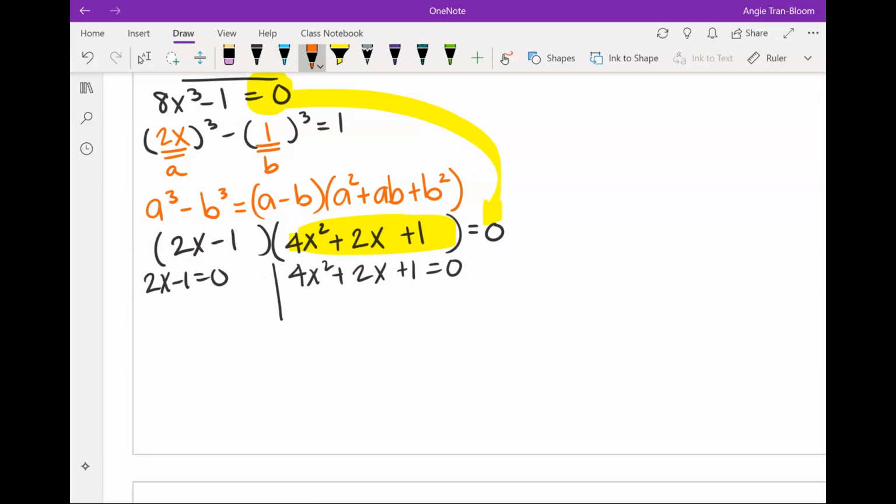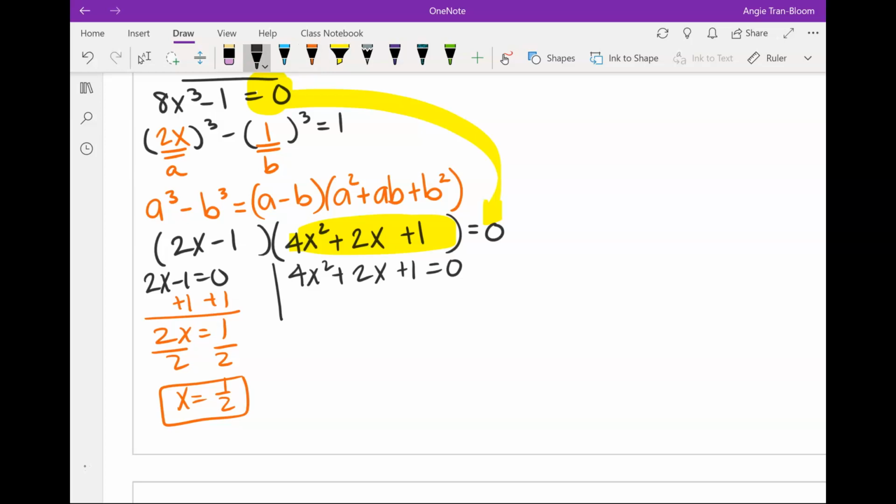2x. Good, add 1. And then what do you do after you add 1, hun? Good. So first answer is the real answer. x equals a half. That is one of our real answers. Then the other one, quadratic formula.